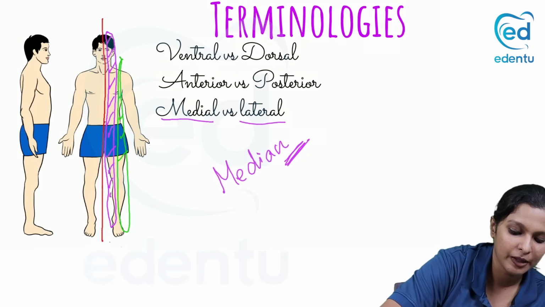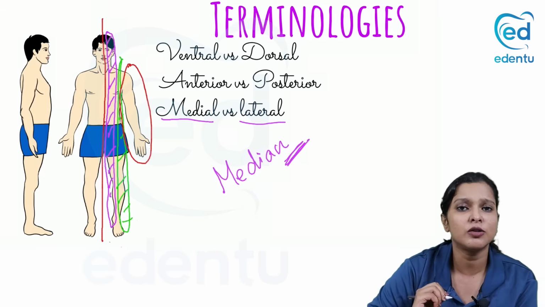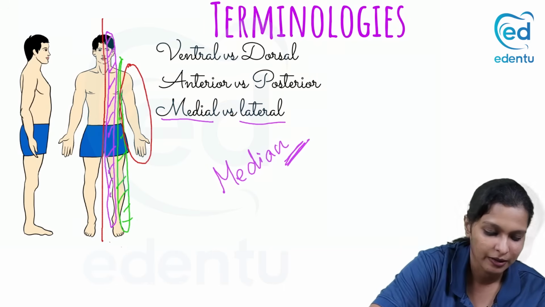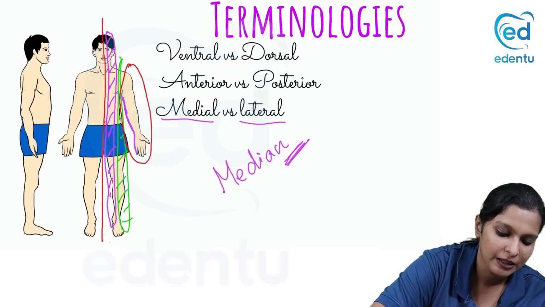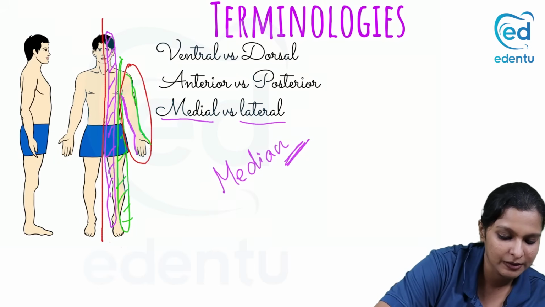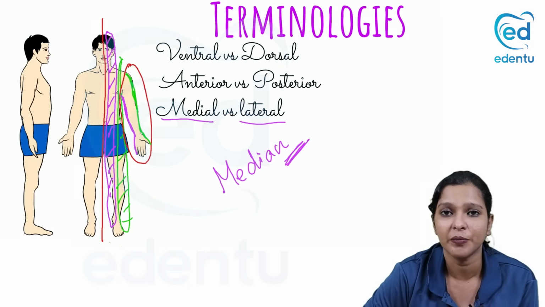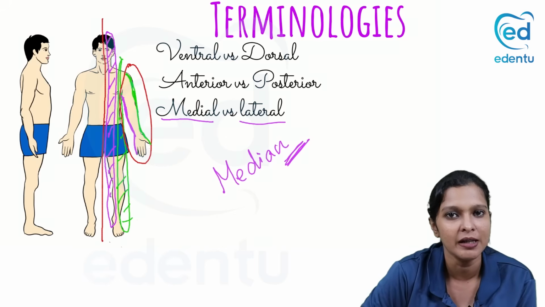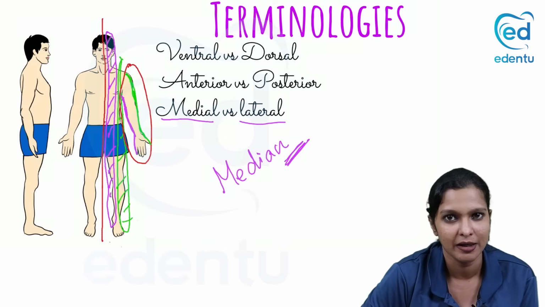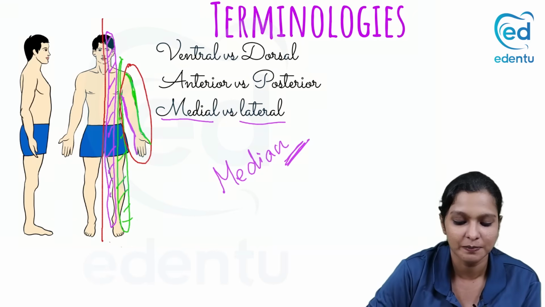Okay, so for the upper limb, I already told you this region is the upper limb, right? It has two borders, a medial and a lateral border. So this border here that leads to the little finger is the medial border, and this border here that leads to the thumb is the lateral border. So this is the meaning of the words medial and lateral. Okay, don't confuse medial with median. Median is always in the midline. Anything close to the midline is medial. Okay, so this is about median, medial and lateral.